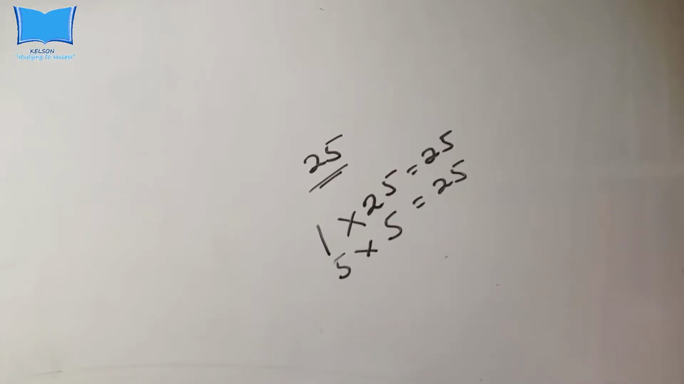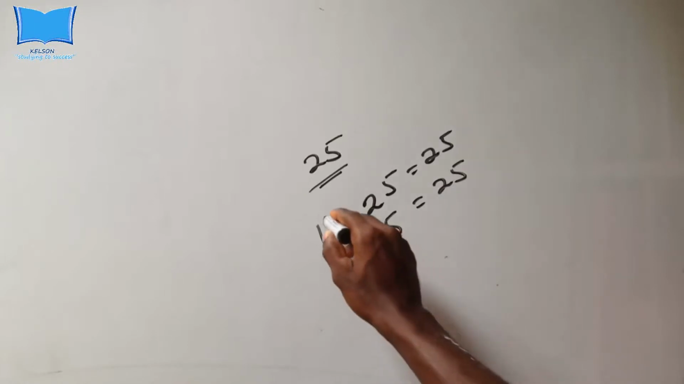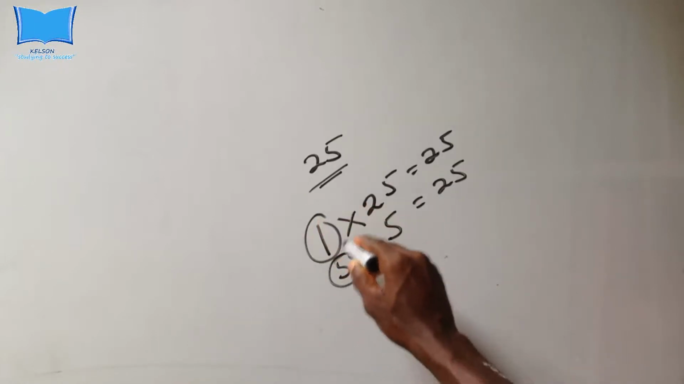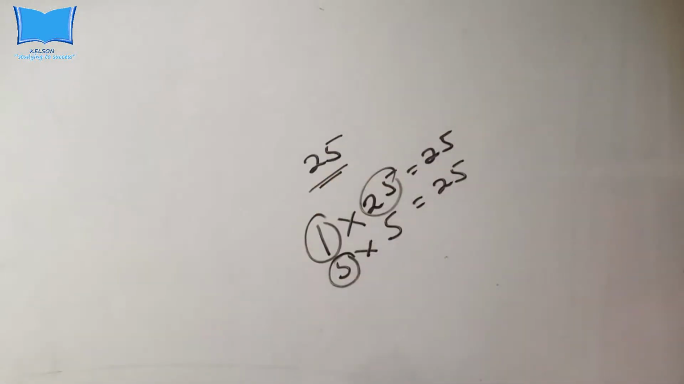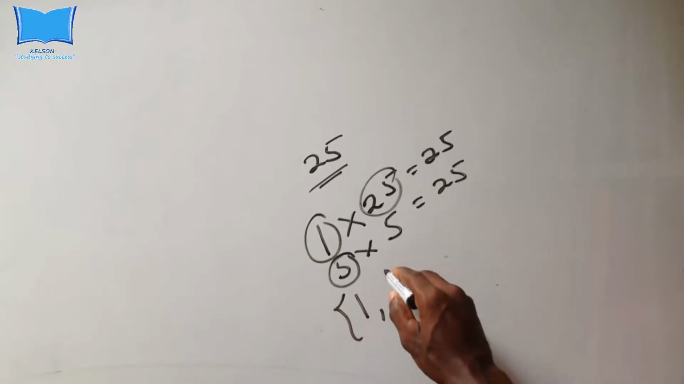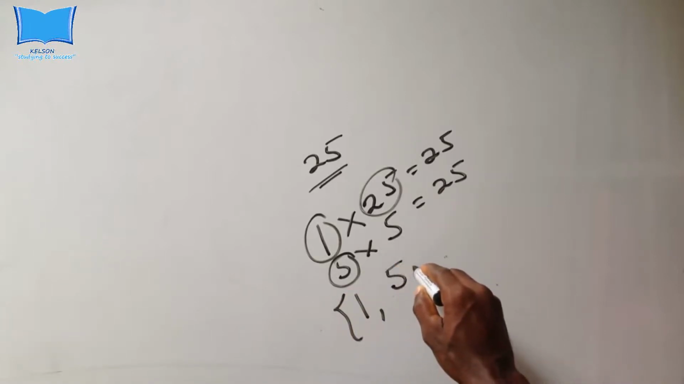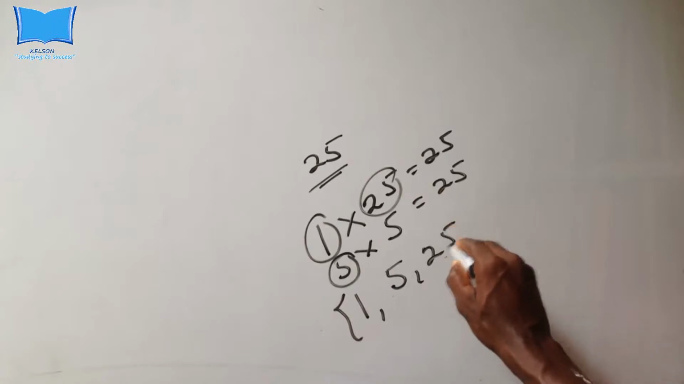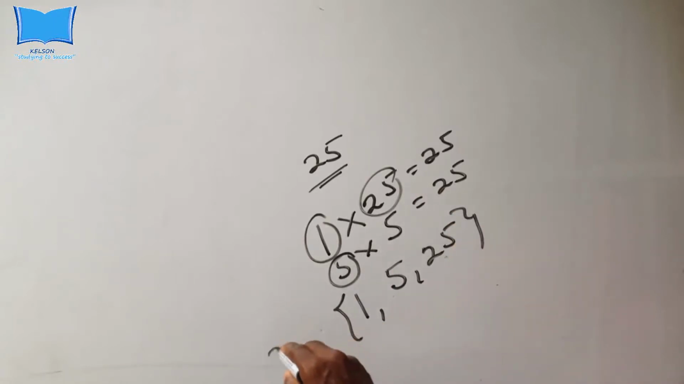What other number can multiply another number to get 25? I think we have our numbers, because 6 won't work out, 7 will neither. So we have our factors. We have 1, we have 5, and we have 25. So these are factors of 25. So 1, 5, and 25 are the factors of 25.